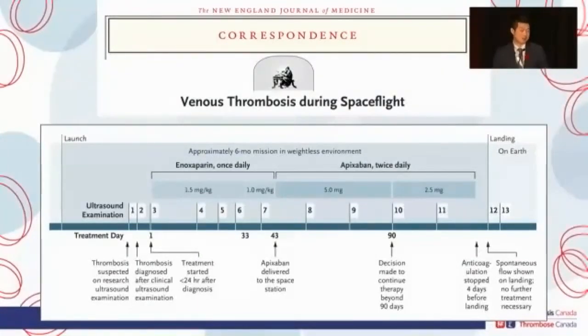At the 3-month mark, they did another ultrasound, which again showed the clot, and so he was stepped down to a prophylaxis dose of 2.5 milligrams. Then 4 days before re-entry, they thought he might get banged up, so they held the blood thinners, let the patient enter Earth, and then did serial ultrasounds. The case is interesting because on day 1 back on Earth, he still had some clot, but by day 10, it had dissolved completely.